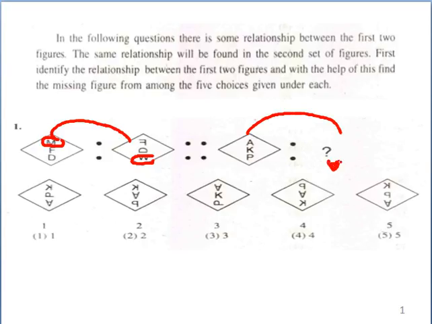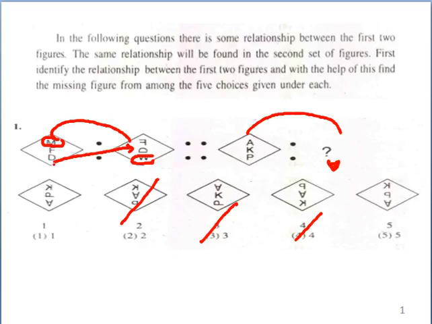So in which option is it given? In option 1 as well as option 5. So I can eliminate option 2, option 3 and option 4. Now my choice is left between 1 and 5. Look at the element D. Here the position of D has gone to the second position. So the P has to go to the second position.